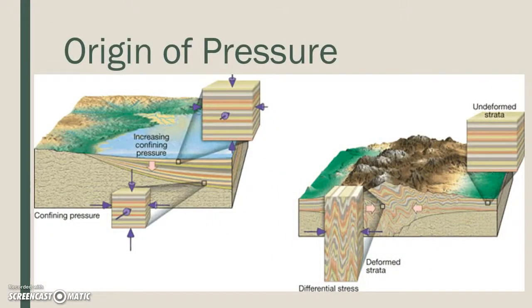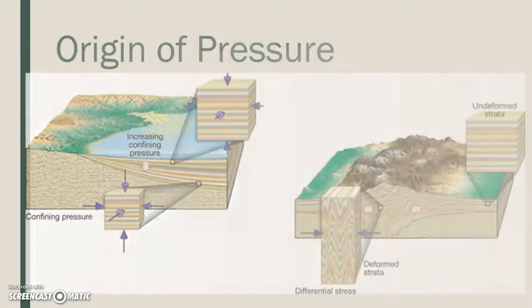And we have to have an origin for that pressure. So there are two different things that you see going on here. The first is a confining pressure, so it compacts everything in one direction. And then we have what's known as a differential or deformed pressure, in which everything's being pushed together and causing this banded or layered appearance.